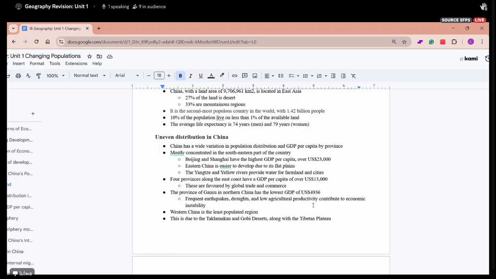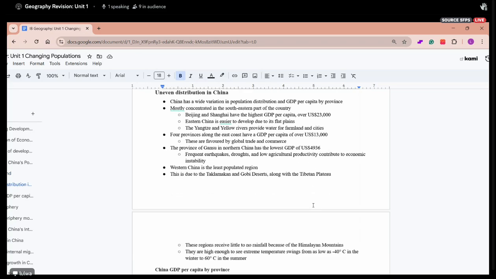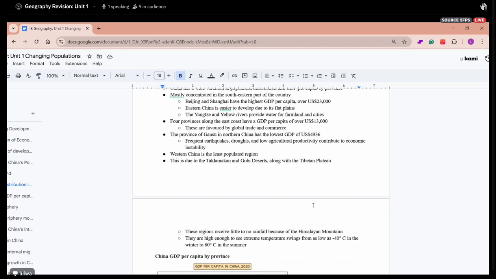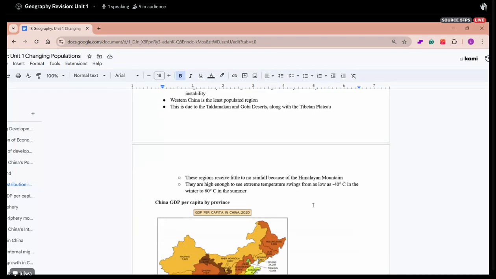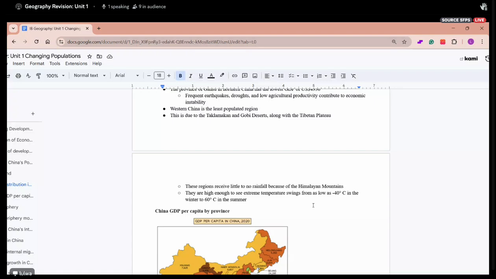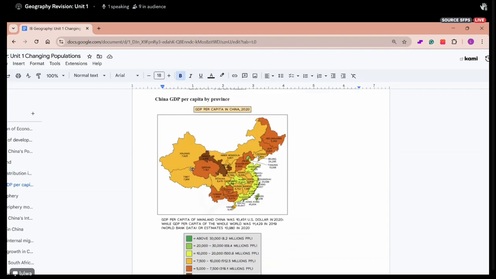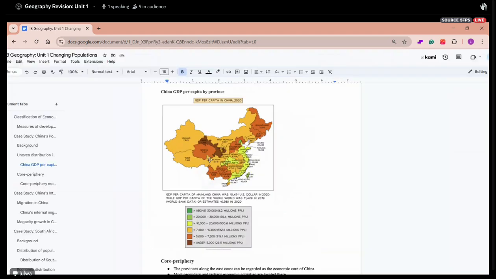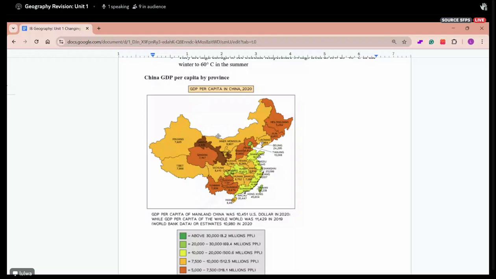You have 4 provinces who have a really large GDP per capita, and Western China is lagging, and that is due to, along with the plateau, these regions receiving little to no rainfall, and they are high enough to see extreme temperatures. And so here is a visual breakdown of China's GDP per capita per province. As you can see, the provinces in Eastern China have higher GDPs, and then Western China has smaller GDPs per capita in each province.